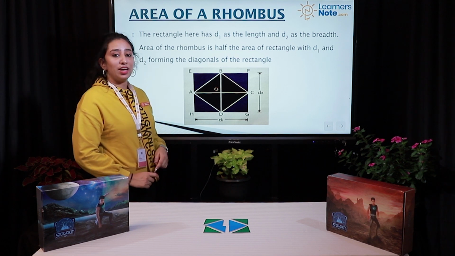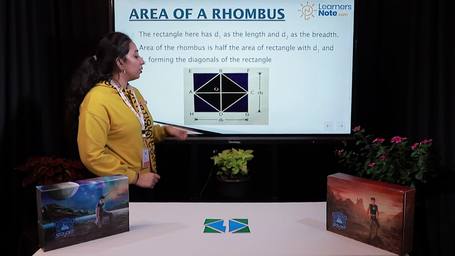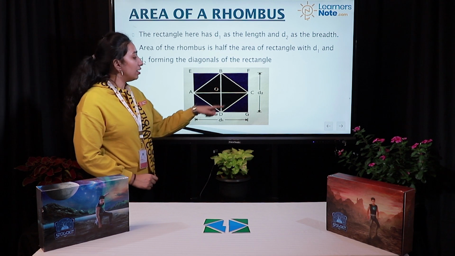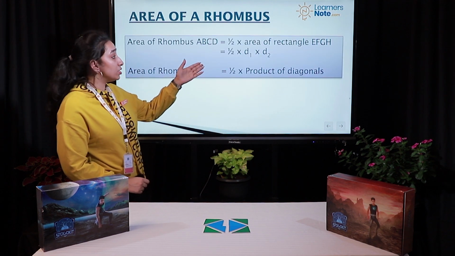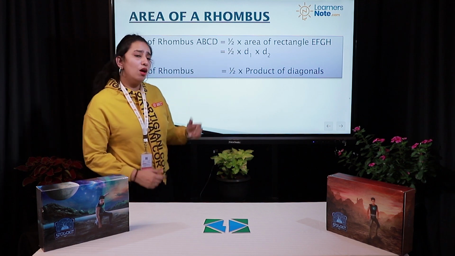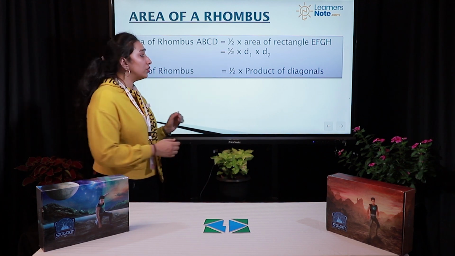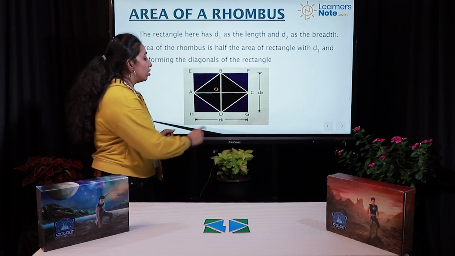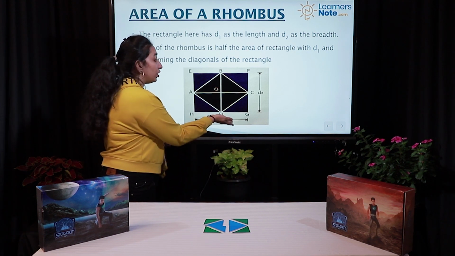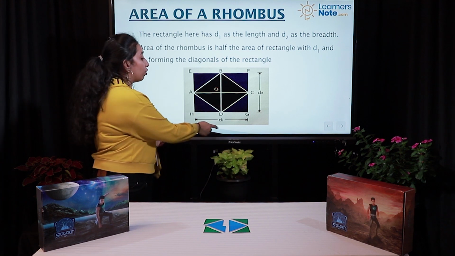It's half the area of the rectangle. That's nothing but half the area of D1 and D2. So we have the equation right here. So area of a rhombus is equal to half the area of a rectangle. What's the area of a rectangle? It's very simple. That's nothing but length into breadth. So D1 into D2 is the area of a rectangle, right? So D1 into D2, and half of D1 into D2, you will get the area of a rhombus.